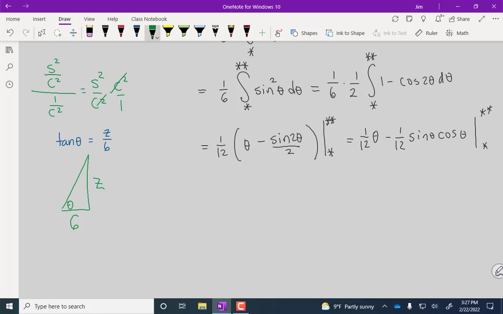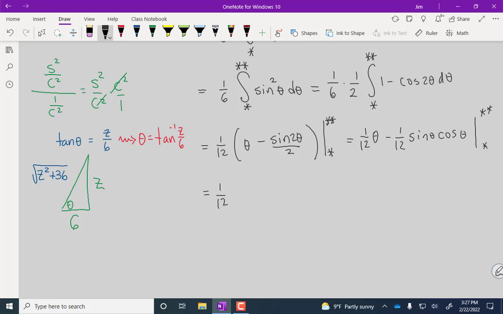And then what will the hypotenuse be? Square root of z squared plus 36. Correct. Exactly. Square root of z squared plus 36. And when you look right here, this is going to allow us to isolate theta. Theta will be the inverse tangent of z over 6. So now we're ready to roll.